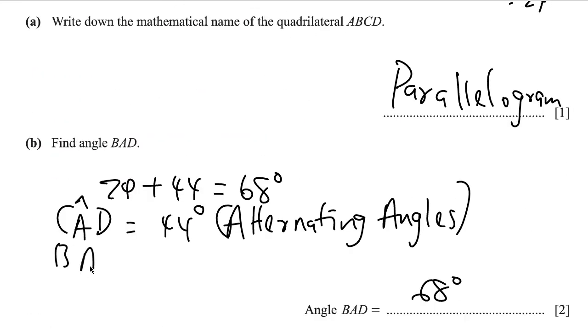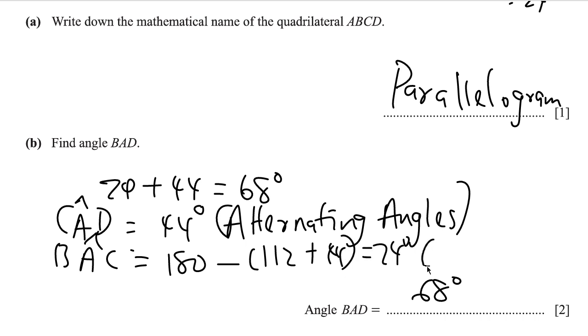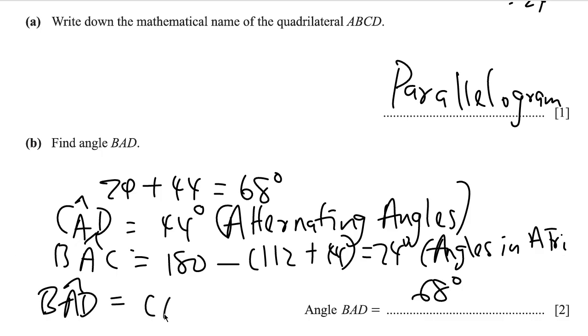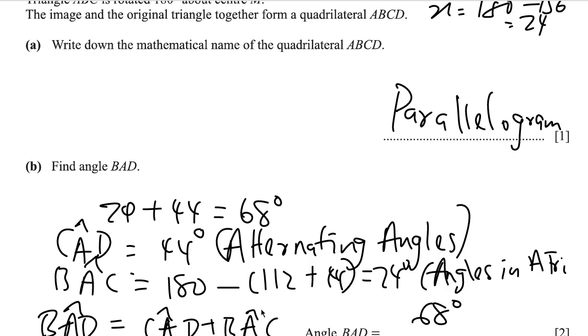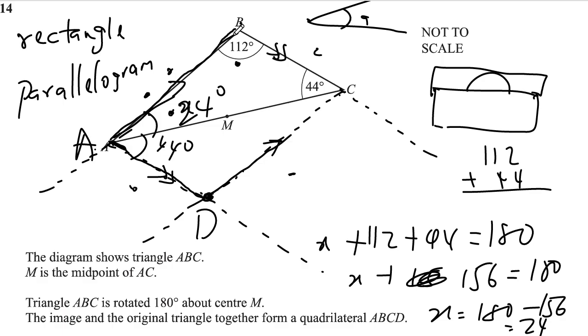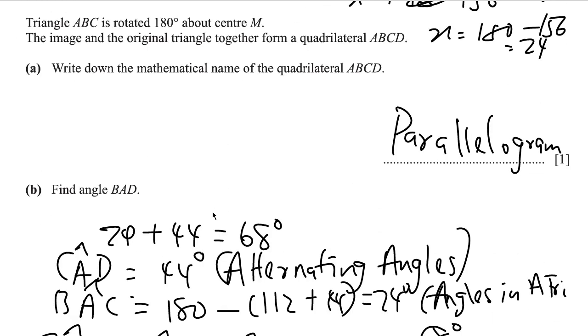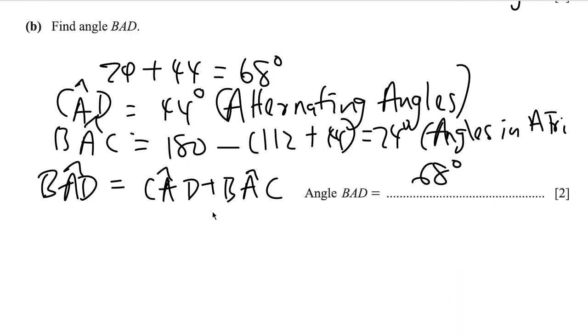Say BAC is equal to 180 minus 112 plus what? What was the other angle? 44. And at the end we had 24. And then in bracket, what are you going to say? Angles in a triangle, right? And then at the end of the day, we then have that angle BAD is equal to CAD plus BAC, right? Because those angles summed up to give us the angle BAD. So that's a proper way if you should report your answers in the exam, right?